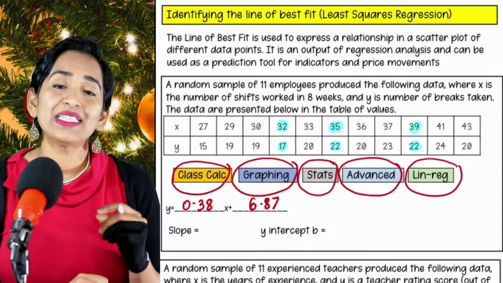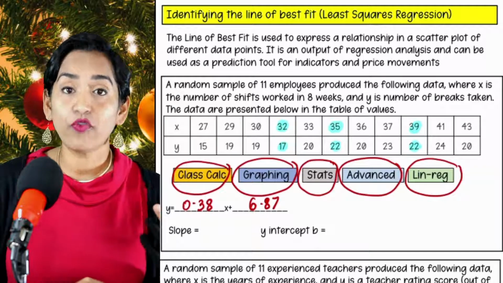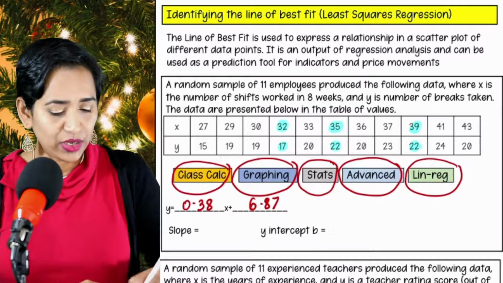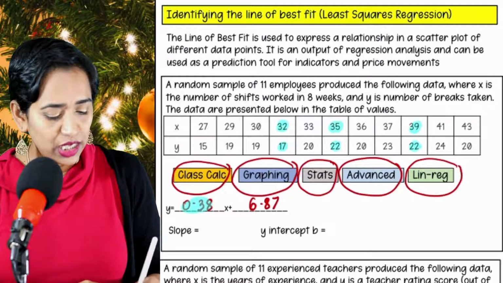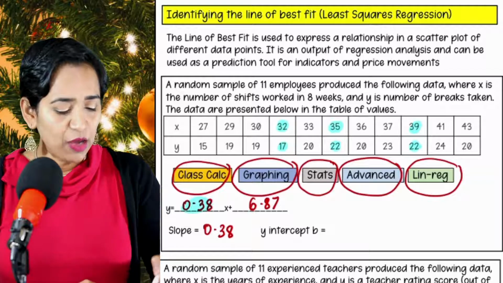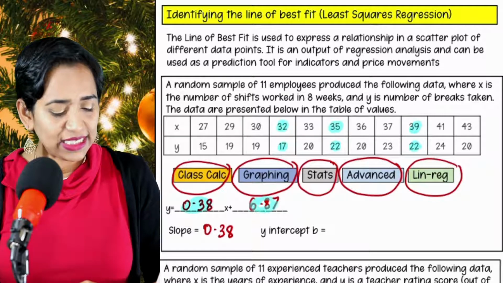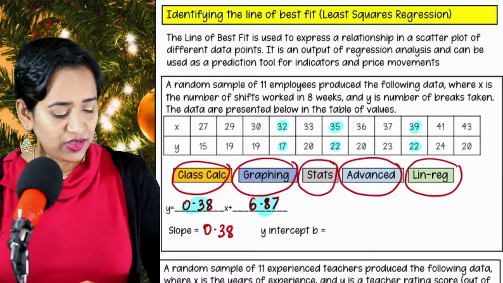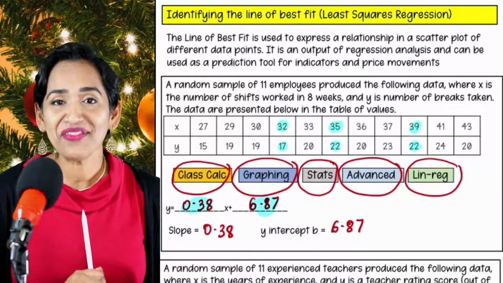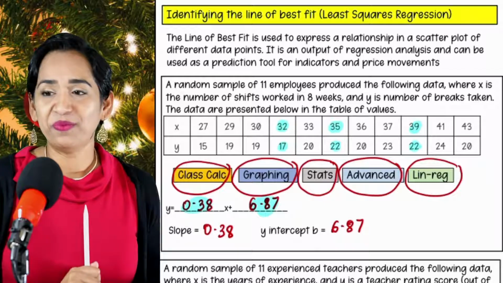There will be cases where they will not ask you for the equation, but they will ask you for what is your slope. So in this case, my slope is 0.38. My y-intercept is 6.87. Fair enough? Now let's go ahead and do one more problem.